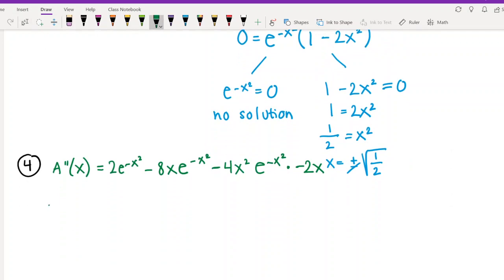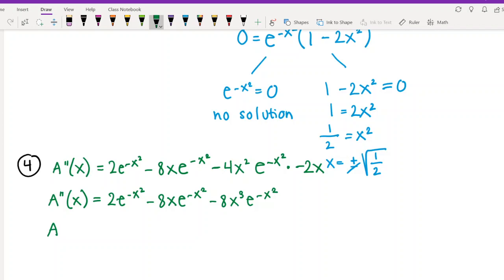So that simplifies to 2e to the negative x squared minus 8x e to the negative x squared. And then this part becomes minus 8x cubed e to the negative x squared.